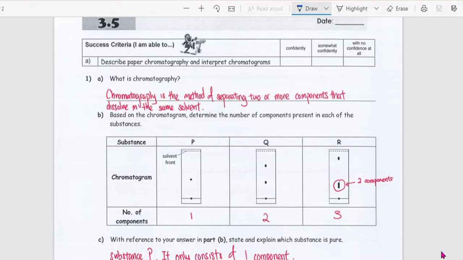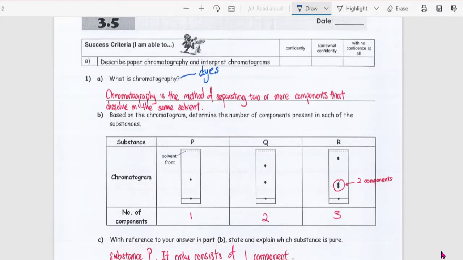A very common example where we use chromatography is for dyes. Dyes actually contain multiple pigments in the liquid they are dissolved in, so you can find out what pigments are present. Based on the chromatogram, part B, determine the number of components present. For P, you can see there's only one dot. Ignore this dot, which is the sample you have placed here.